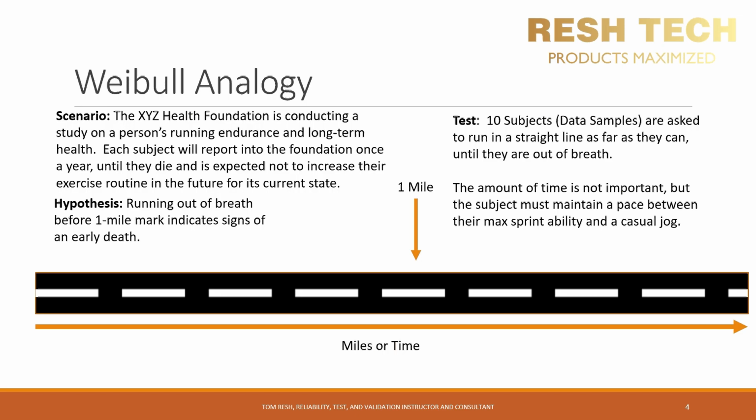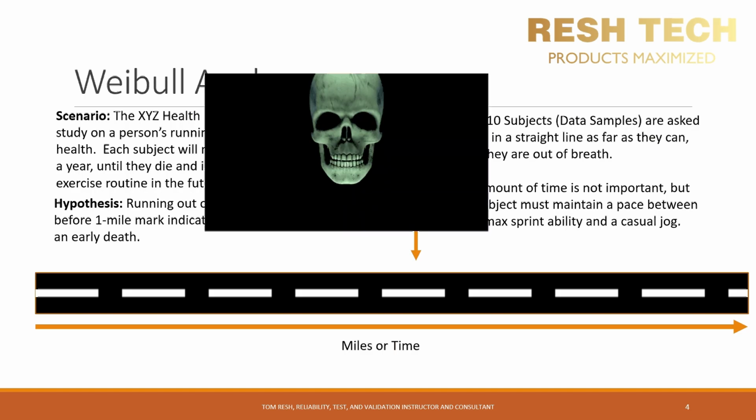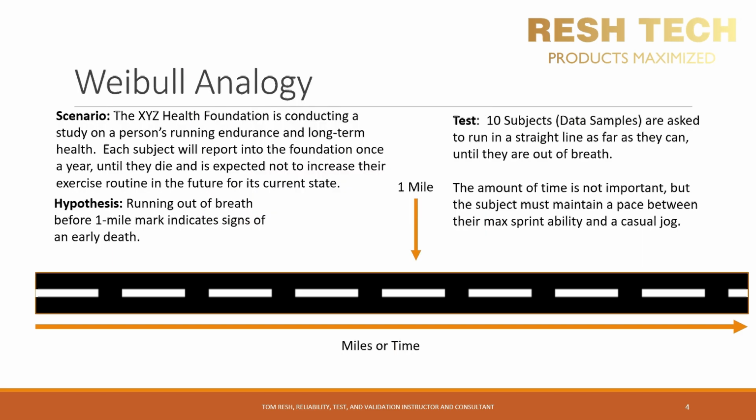Suppose a nonprofit organization called the XYZ Health Foundation wants to prove out a hypothesis that the distance that people can run in a straight line will determine whether or not a person will have an early demise. XYZ Foundation asks 10 people to be subjects for this experiment, and they ask each person to run as far as they can before they run out of breath. The amount of time that it takes for this experiment does not matter. However, the subjects must maintain a pace that is greater than a casual jog and less than a full-out sprint.